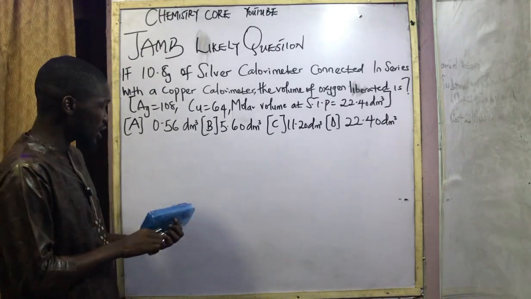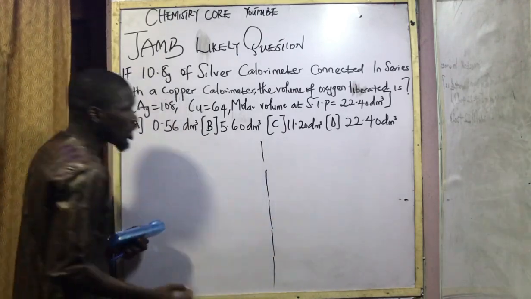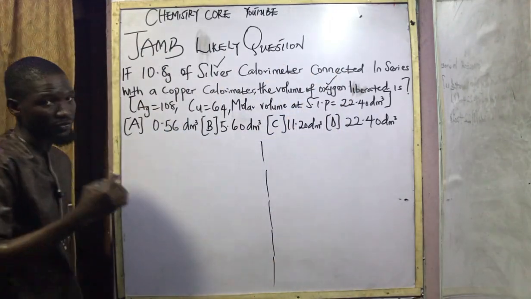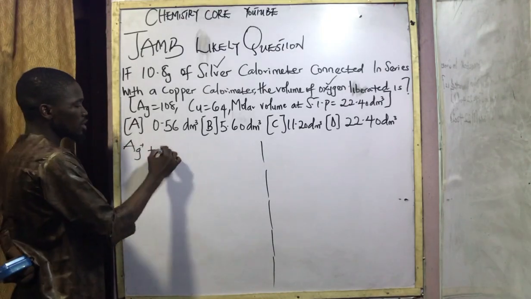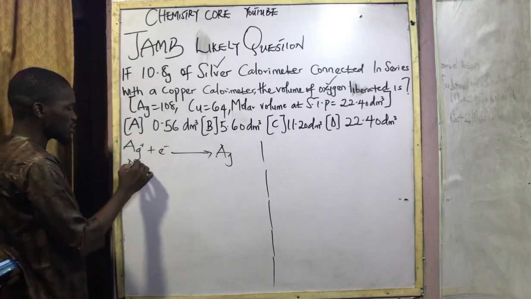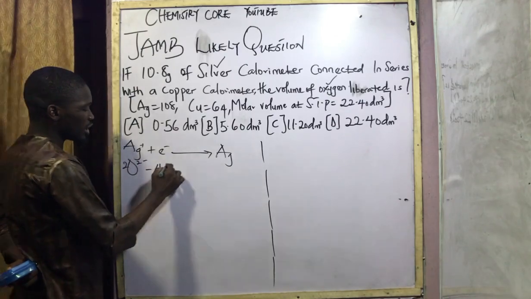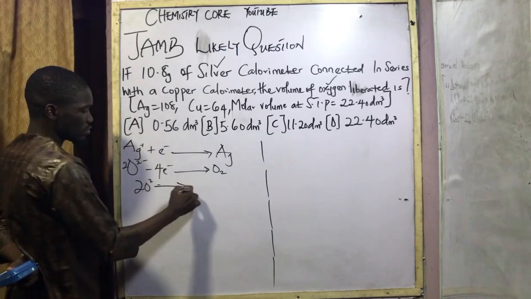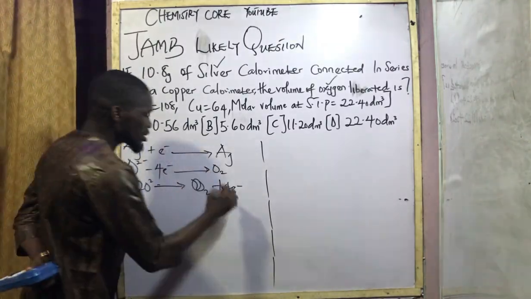The first thing you need to do is write out the ionic equation of silver and oxygen respectively. The symbol for silver is Ag plus e. We have this. And for oxygen, we have this, minus 2 times 2 is what? 4. 4e electron. We have oxygen gas. So this will give us plus 4e electron.